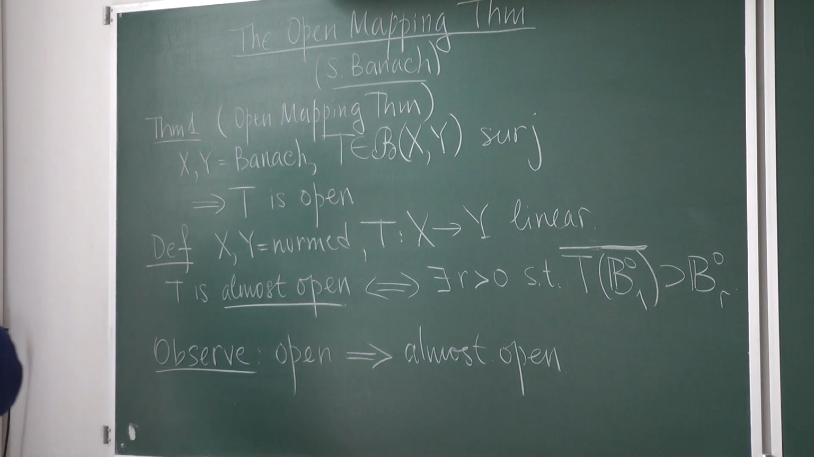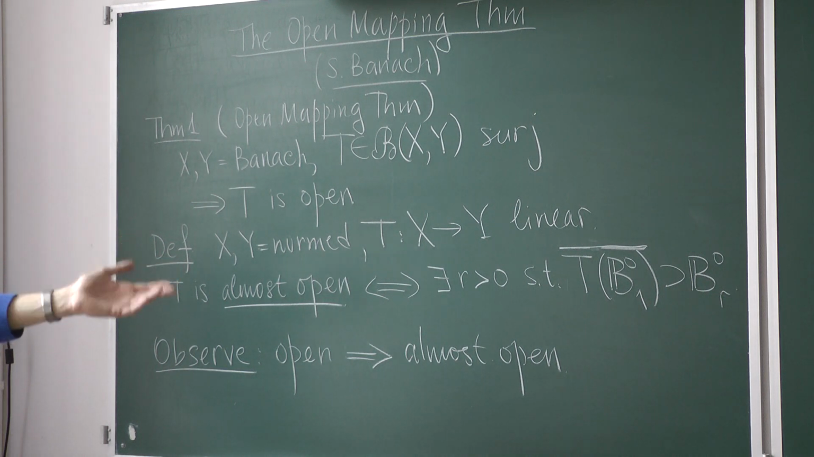In general, the converse is not true. There are very simple counterexamples. For instance, you can take an incomplete normed space and consider the embedding into its completion. So this map is obviously almost open, but it is not open because it is not surjective.